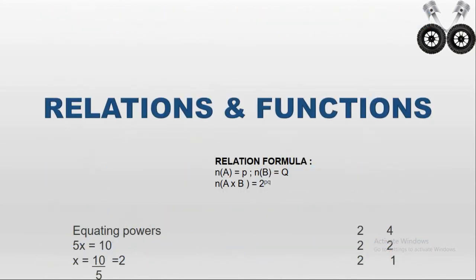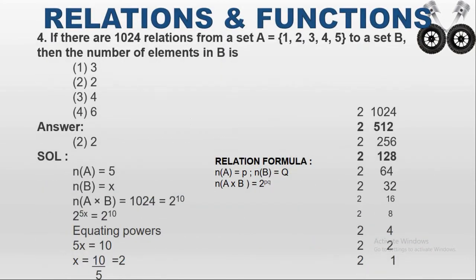Next one is question number 4. If there are 1024 relations from a set A equal to {1, 2, 3, 4, 5} to a set B, then the number of elements in B is. So what is the problem given here? From set A to set B, the number of relations is given as 1024, and set A has 5 elements. What are they asking you to find? They ask you to find the number of elements presented in B.